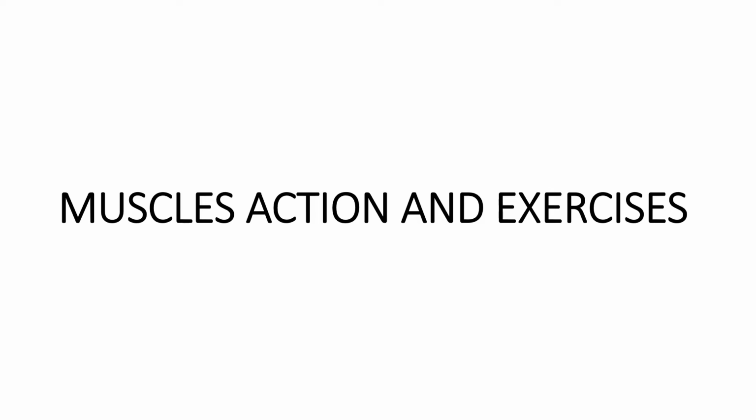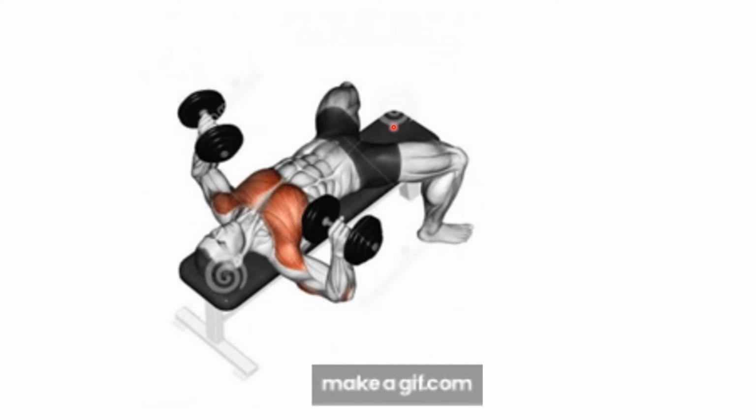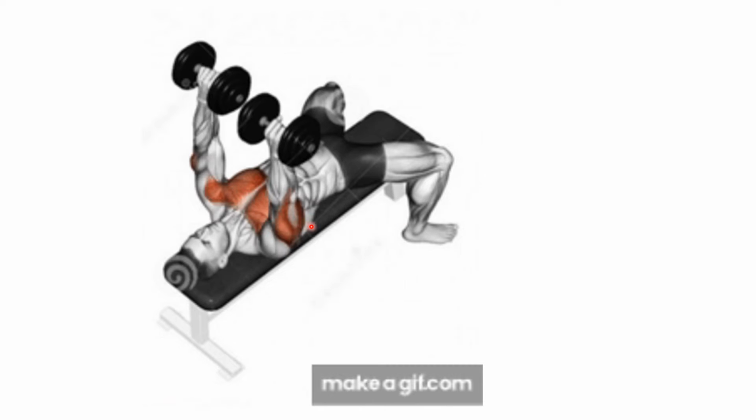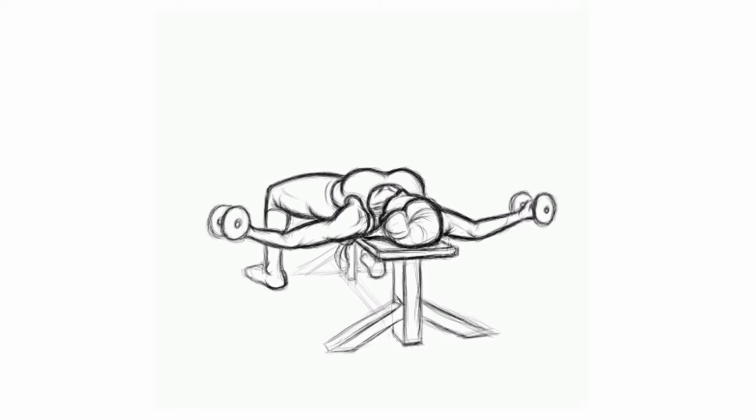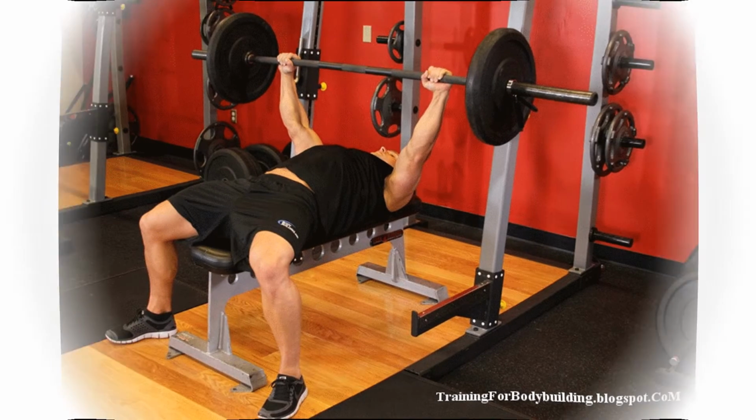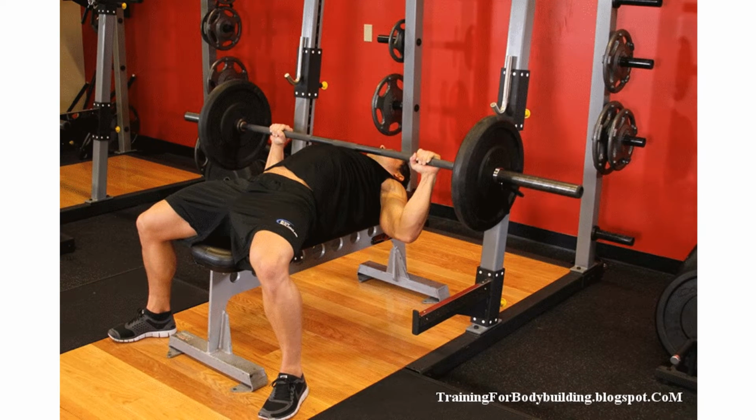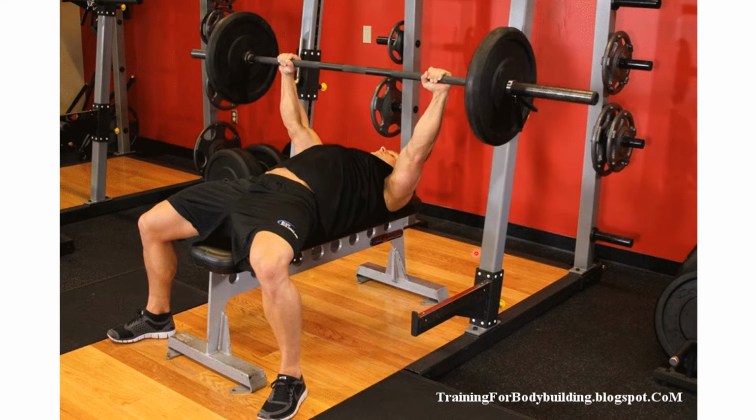And what are the actions of the pectoralis major and minor? Adduction of the shoulder joint will happen by the action of the pectoralis major and minor. This is another exercise to improve the chest muscles, pectoralis major and the pectoralis minor. Another one is the bench press. You can perform the bench press in order to improve your pectoralis major and the pectoralis minor.